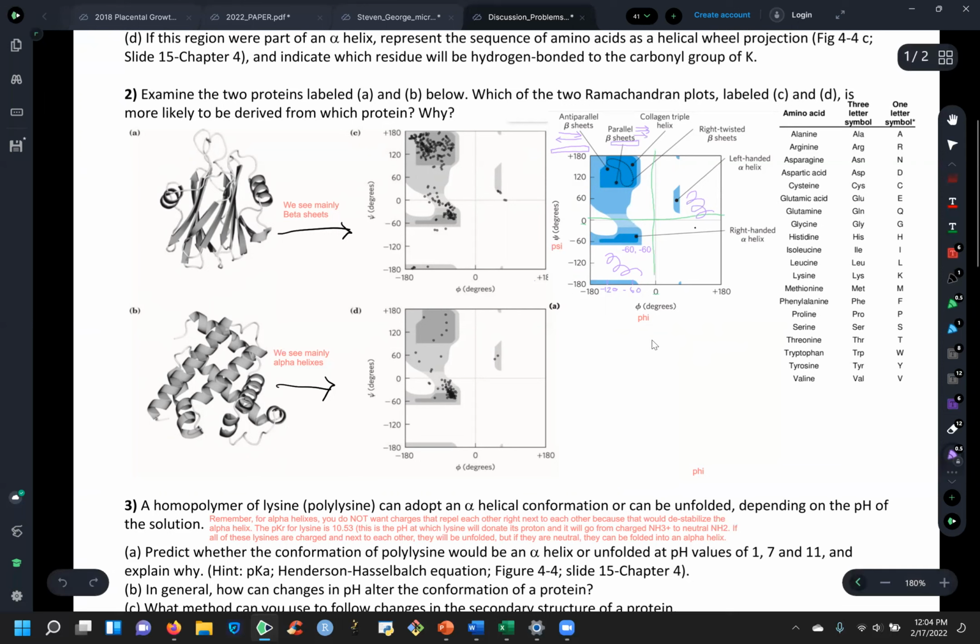But yeah, good observation. Yes, I was also thrown off by the fact that there were a few dots over there. Yeah, there's always going to be rare exceptions.